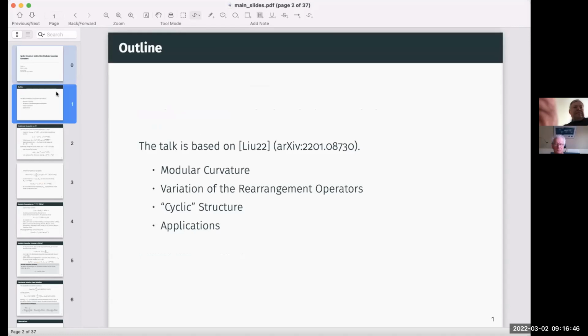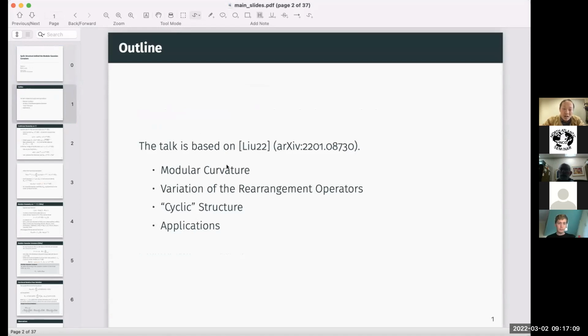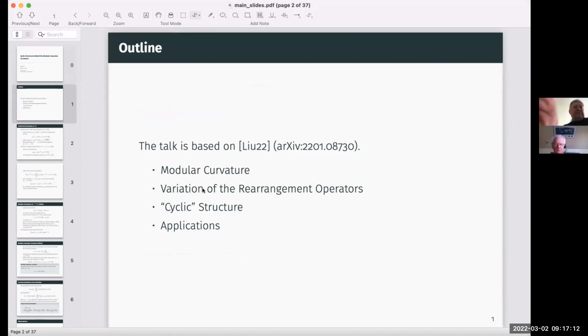I will first review some key takeaways of the definition of the modular curvature. The main focus is to study some sort of variational calculus behind this curvature computation. I think the main result is a sort of cyclic module structure. I put a double quote here because I do not have a full cyclic module; some axioms should be modified.